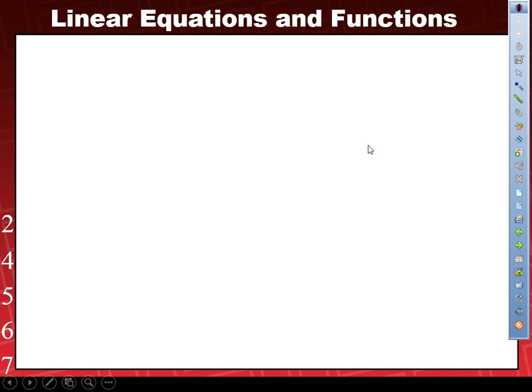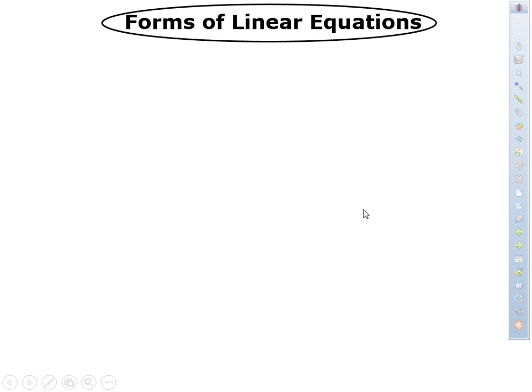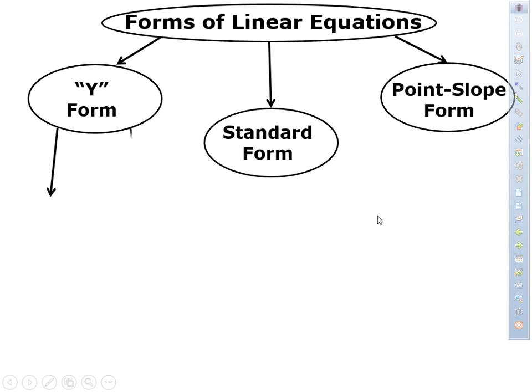So, turn your notes around to underneath the steps that I gave you and copy this diagram, please. It says forms of linear equations. On the line, right? Right here? I said copy that diagram. But, never mind.